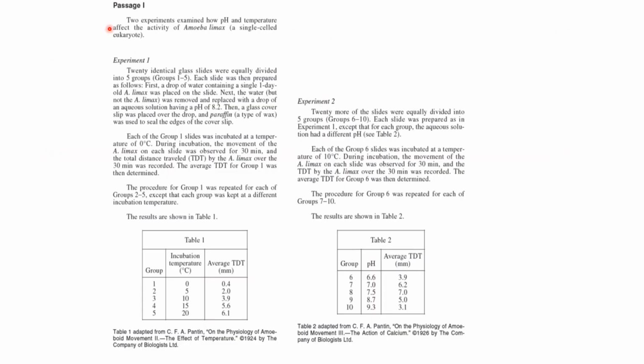So what we see is 2 experiments examined how pH and temperature affect the activity of amoeba. In experiment 1, they're looking at glass slides. It looks like they're looking at 5 groups, temperature, and average TDT. What is TDT? Total distance traveled, so how far the amoeba travels, I guess. In experiment 2, they're looking at groups 6 through 10, has pH, and again, average TDT, so total distance traveled. So that's it. Now we're going to go to the questions.